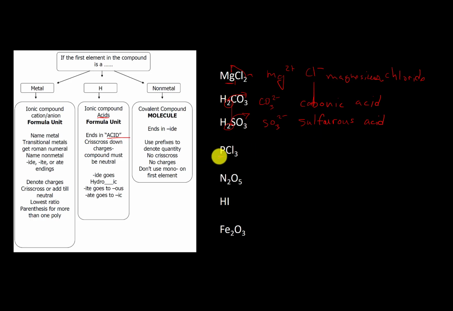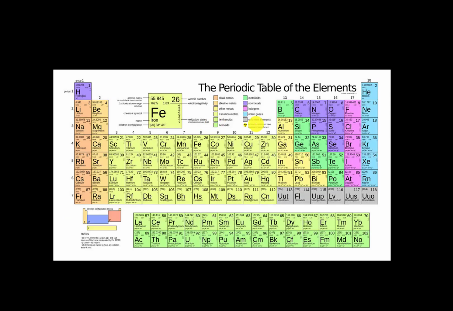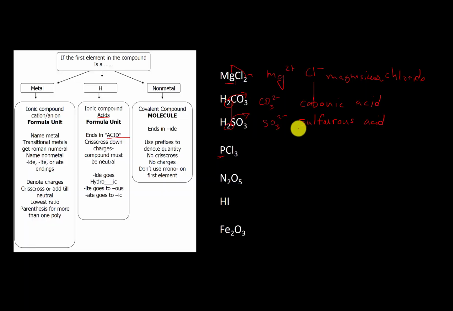Now the next one here, phosphorus. Is this a metal or a nonmetal? Obviously it's not hydrogen. Let's look on our periodic table. Phosphorus is right here. That is a nonmetal. Okay, so we're going to follow these rules. That means these rules here.